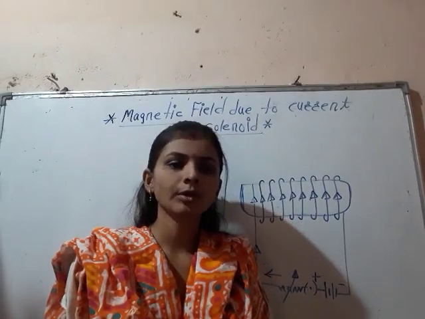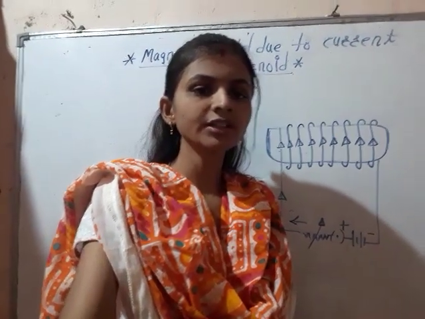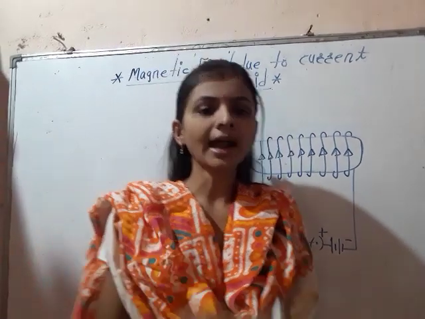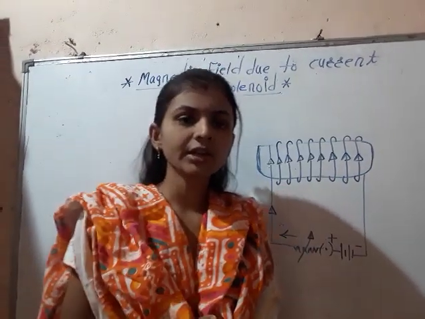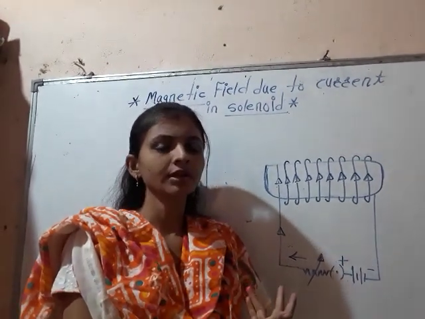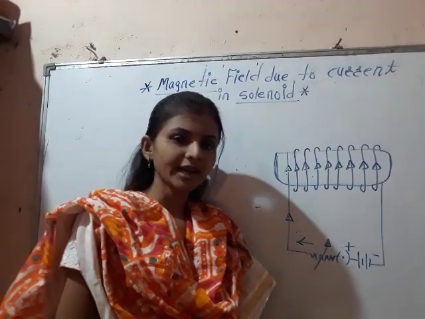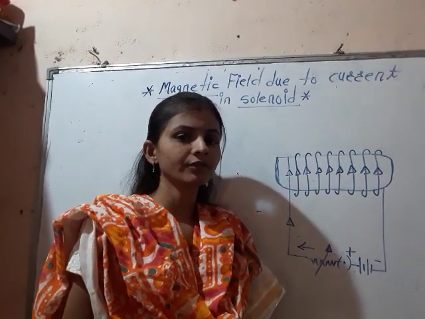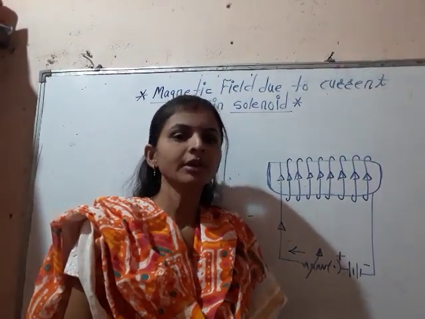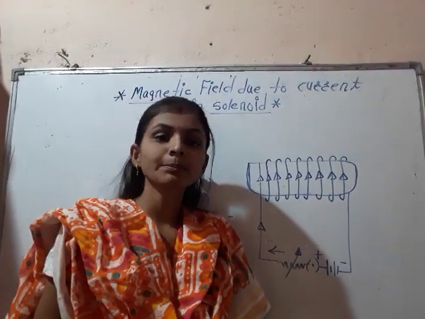All of you will know that when current is flowing through an electrical conductor, that conductor starts to produce a magnetic field around it. Same here, when the current starts to flow through the conductor, it starts to produce the magnetic field around it. But this time the electrical conductor behaves just like a bar magnet.